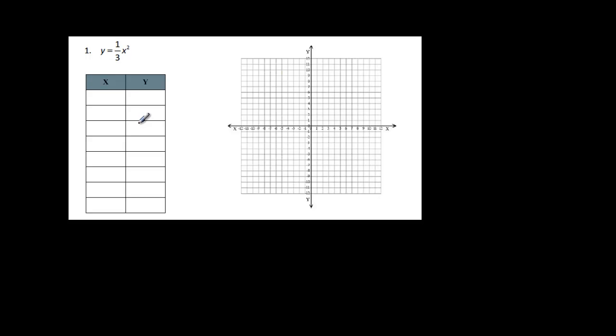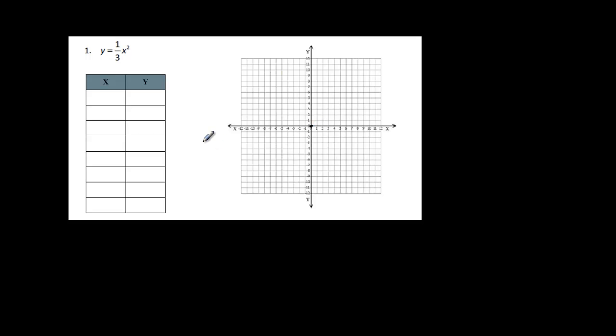Alright, the first problem on the worksheet, this is 4.1a, asks you to graph the function y equals 1/3 x squared. If you remember in class we talked about how symmetry is your friend. So if you can locate the vertex, that's a good first start. The vertex is (0, 0) on this, so let's mark that point here.